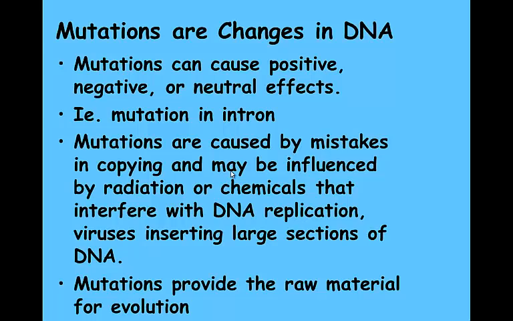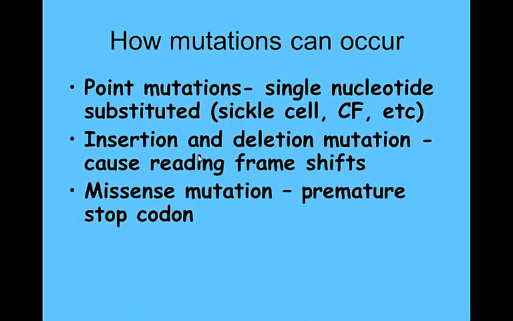Mutations can be caused by mistakes in copying, or by chemicals or radiation that interfere with the process of DNA replication. Also, viruses can insert large sections of DNA, and viruses are thought to be one of the ways by which DNA sequences expand. We think about mutations as being a bad thing, but if you think about it more, mutations are the raw material for evolution. Without mutations, evolution could never occur.